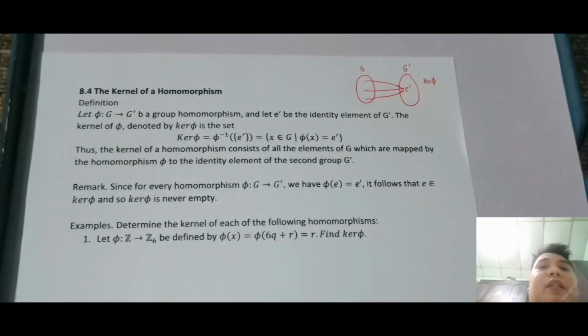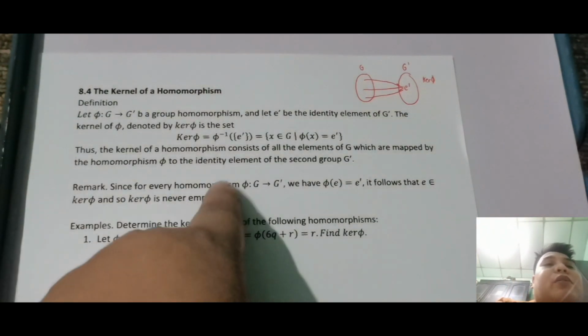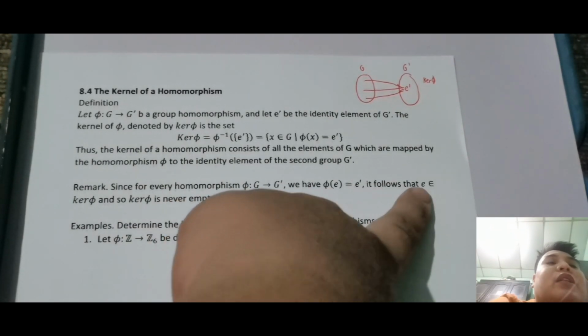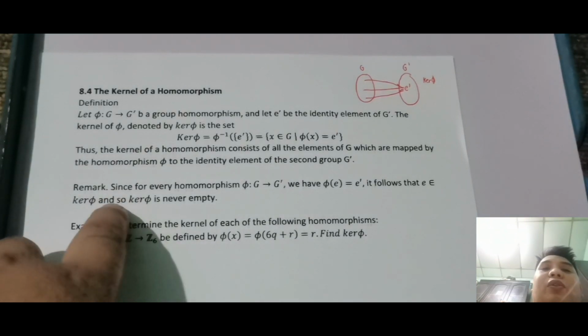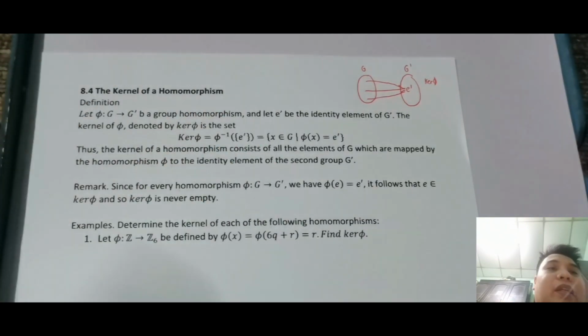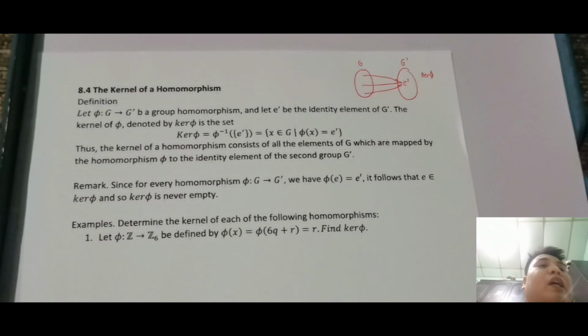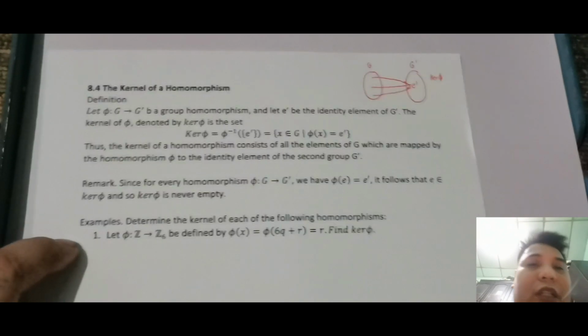So that is right, what sir said. Okay, so let's have a remark. Since for every homomorphism P of G going to G prime, we have P of E is equal to E prime, it follows that E is an element of ker of P, and so ker P is never empty. That makes sense, because we are sure that the identity element of G maps through the homomorphism to E prime, the identity element of G prime. So it will never be empty. Because of this remark, we are always sure that the first element of ker of P is the identity of G.